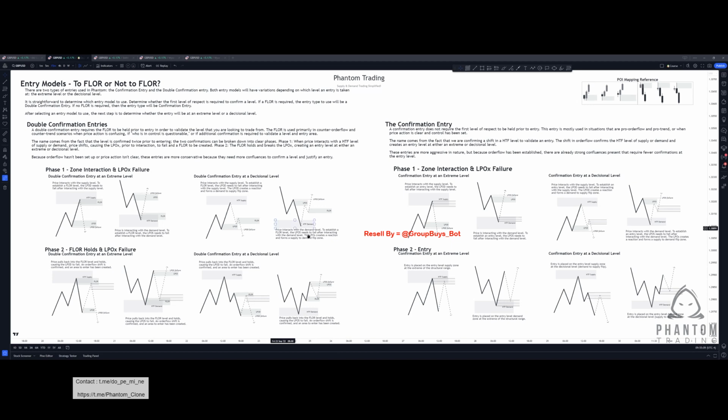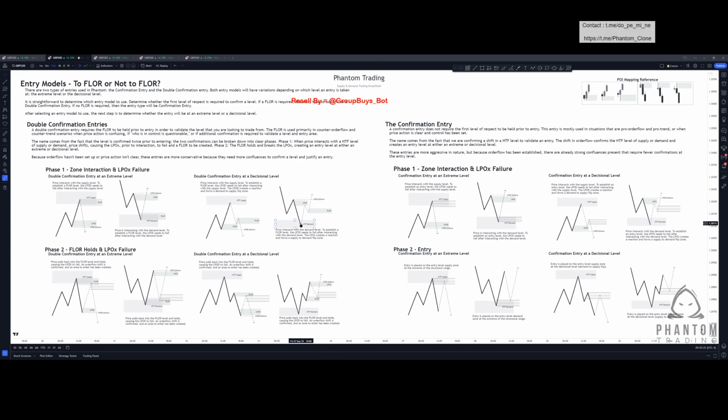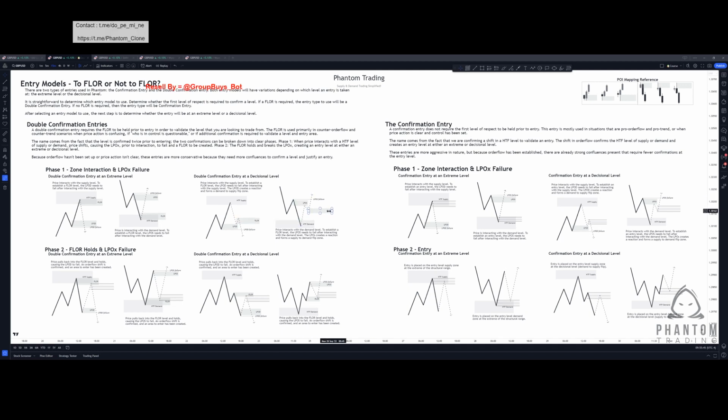Now let's take a look at a bullish example. We can see that price trades into a higher time frame demand level. Now, if we're expecting this higher time frame level of demand to hold, we would expect a reaction that causes the last point of supply to fail. And in this case, we can see that price gives a reaction to that last point of supply, the initial reaction, the extreme of the reaction leg, and the failure of the zone. We can say now that the last point of supply has failed and has formed a first level of respect demand zone. Now we can move on to phase 2, floor holds and LPOX failure.